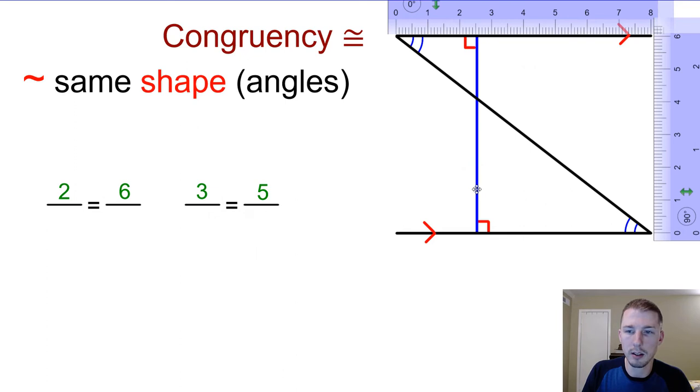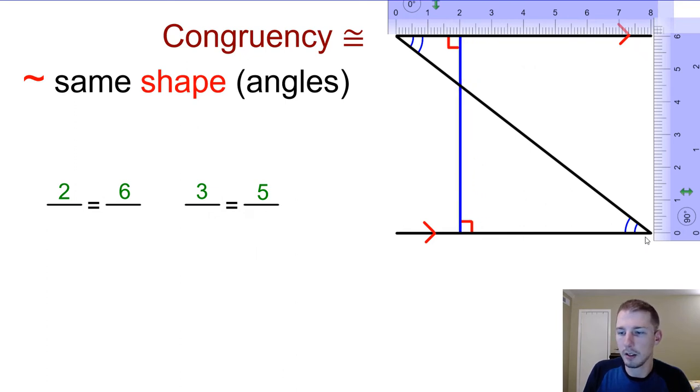If you notice, I've actually measured out the lengths here. We have 8, and this length here is 6. So we're going to see what happens. This top length here is 2, and the bottom length here, if that's 2 out of 8, the rest is going to be 6, right? So we have a length of 2 and a length of 6.